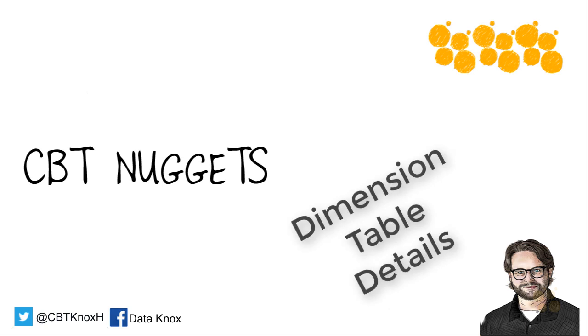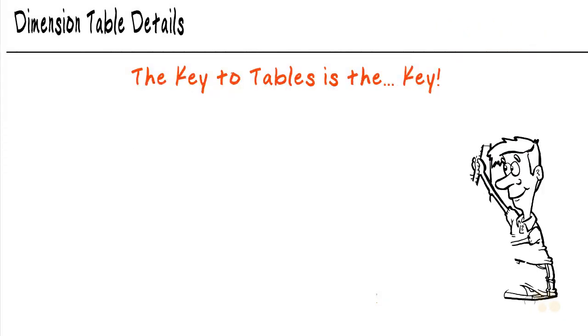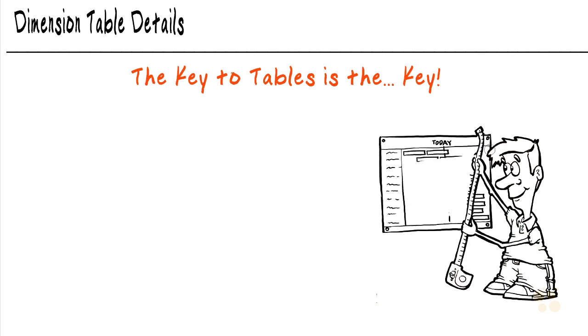Dimension table details. So we know exactly what our dimensions are in our business. How do we go about actually building the column structure and the design of our dimension tables? It's broken down into three categories.